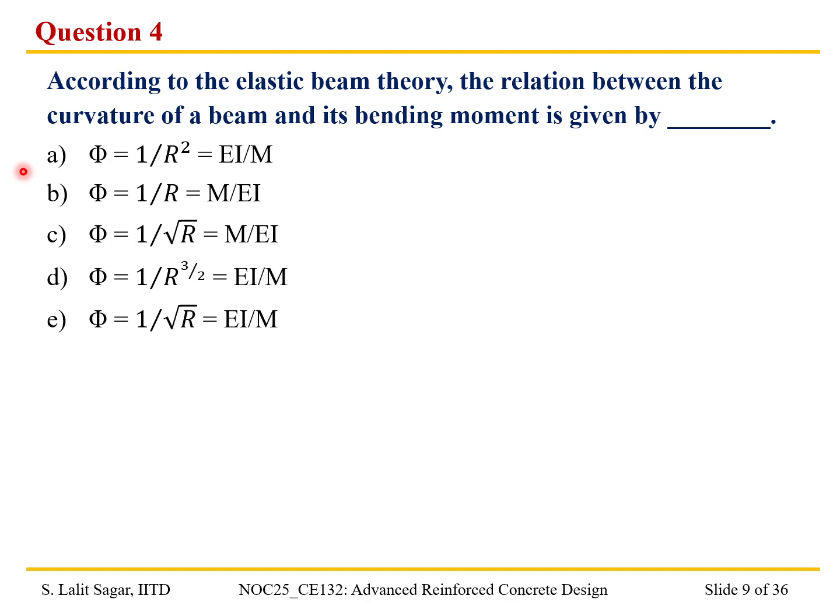In the previous question, we established the relation between the curvature phi and the radius of curvature r, and then the longitudinal strain, length of the beam, and the distance of the fiber from the neutral axis. Now we need to establish the relation between the curvature, the radius of curvature, and the bending moment along with the flexural rigidity term EI.